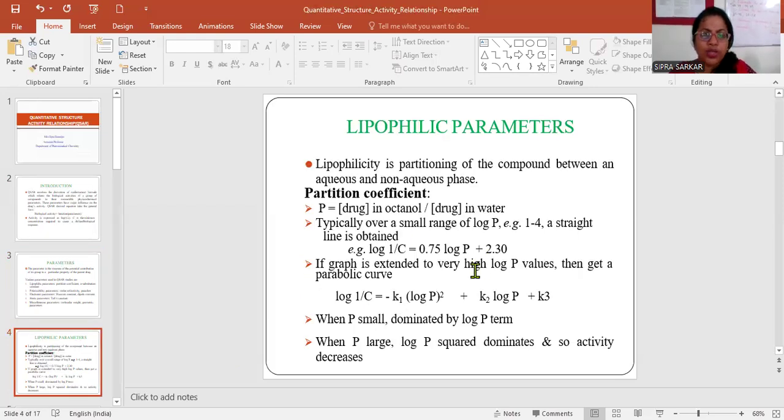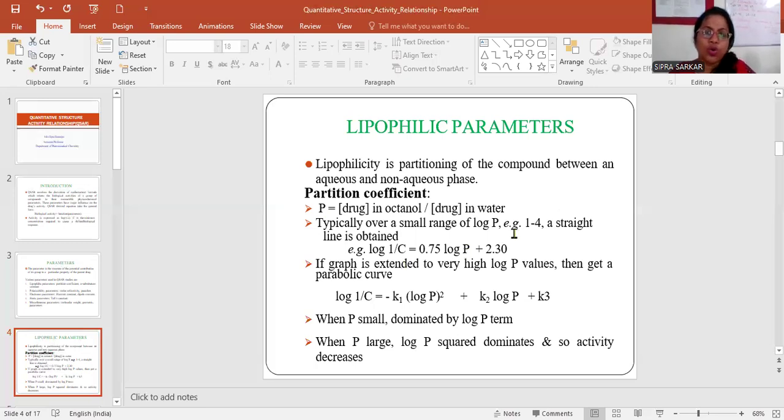In case of lipophilicity, it is the partitioning of the compound between an aqueous and non-aqueous phase. That means whether the drug will be soluble in the lipid phase or in the aqueous phase, whether the drug will be solubilized in the blood or in the cell. That will depend on the partition coefficient. Suppose P is the partition coefficient: drug in octanol divided by drug in water. So the drug will be soluble in either octanol or water.